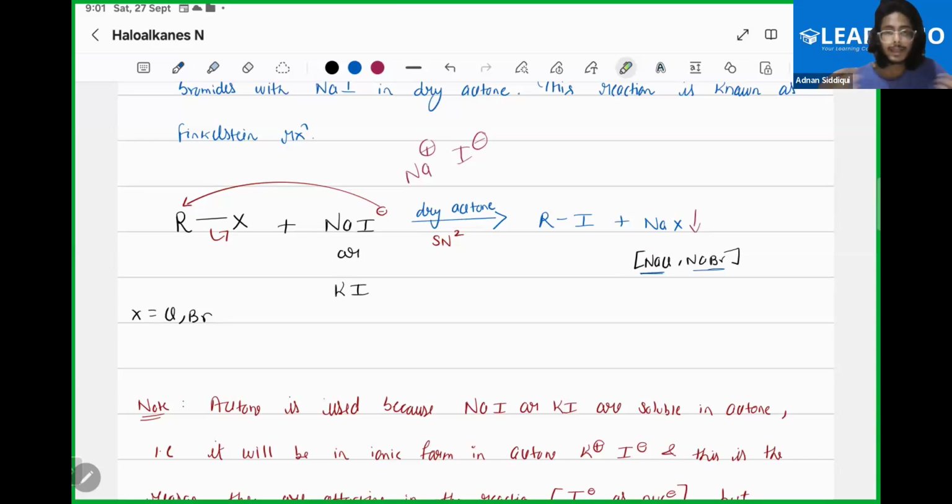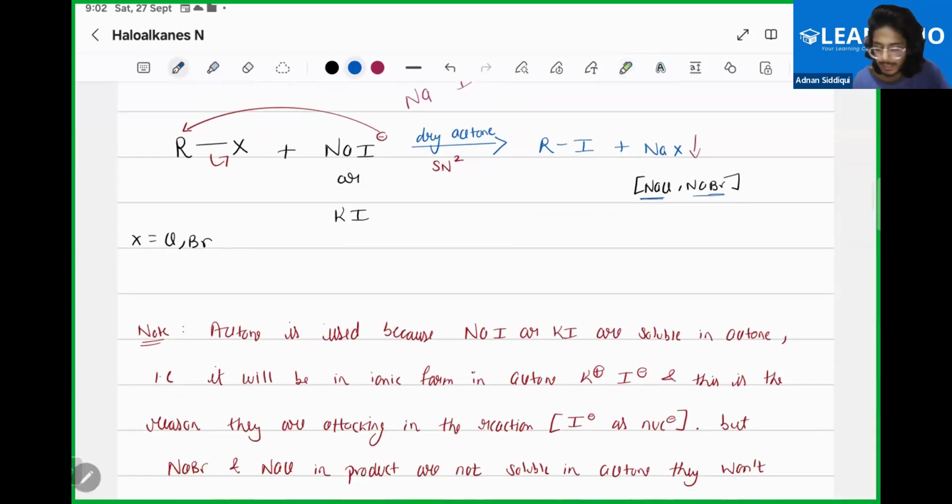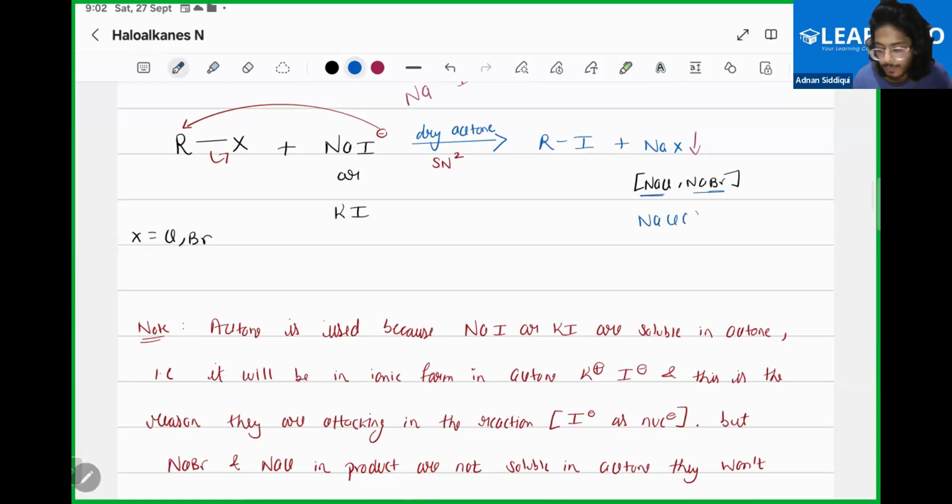If they are not soluble in acetone, they will not dissociate in acetone and will simply precipitate out in your reaction. They will form solid clusters and precipitate at the bottom of your beaker or container. So ultimately, they are not participating in the reaction. NaCl or NaBr is in solid form, not in ionic form. Hence, this Cl negative cannot create hindrance in our reaction. It will stay at the bottom in solid form, so we are not getting any other product.